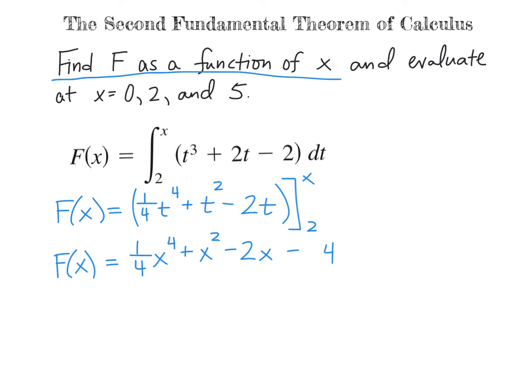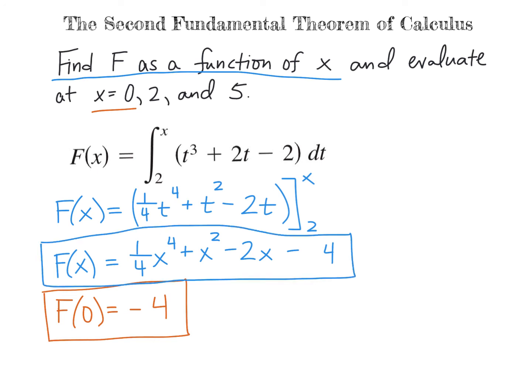So now the reason that we did that is because it's much easier now to plug in whatever values of x that we want. So the first value of x we want to plug in is 0. When we plug in 0, we will simply just get -4. That one's not too bad. Next, this is an interesting one. We want to plug in 2.